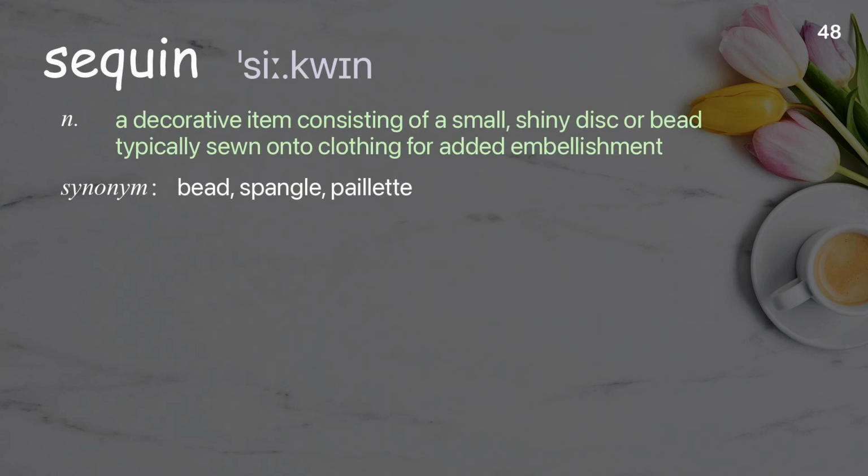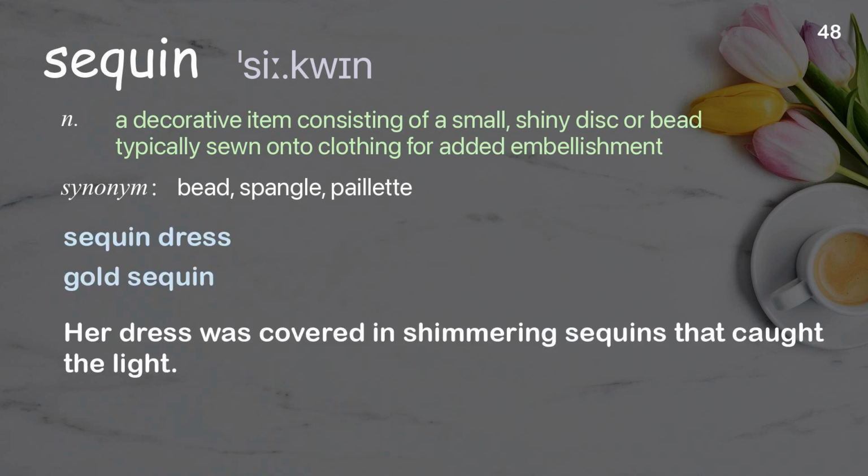Sequin. A decorative item consisting of a small, shiny disc or bead typically sewn onto clothing for added embellishment. Examples: sequin dress, gold sequin. Her dress was covered in shimmering sequins that caught the light.